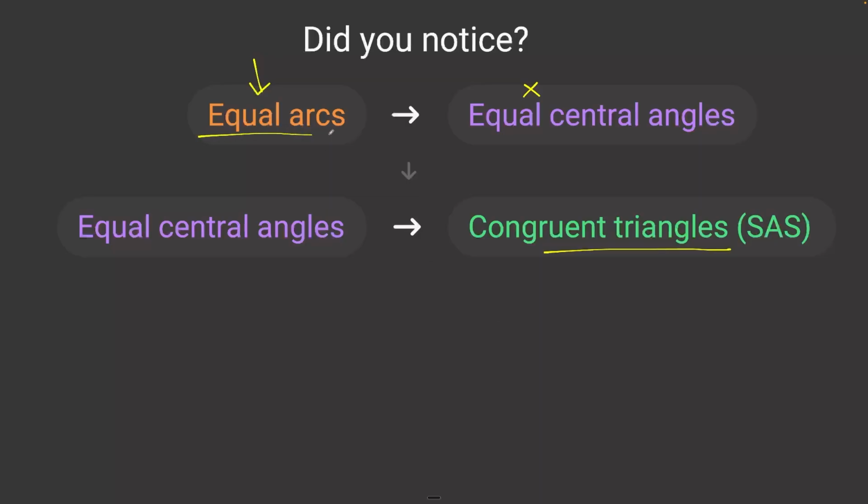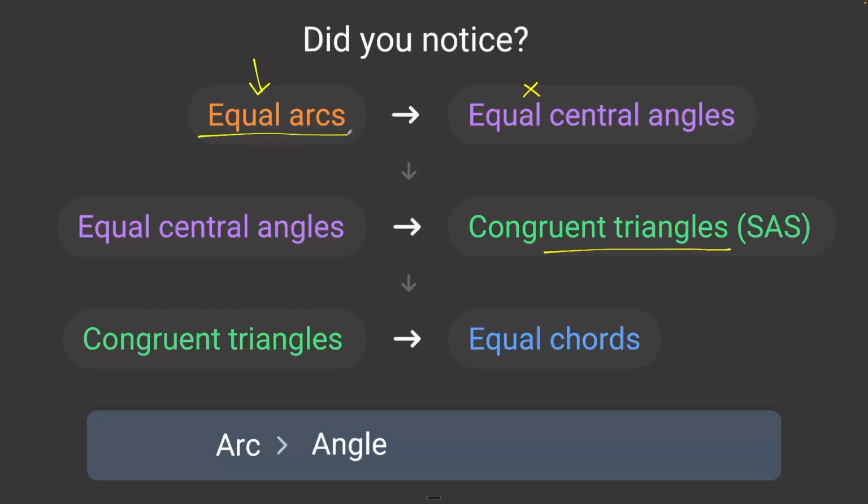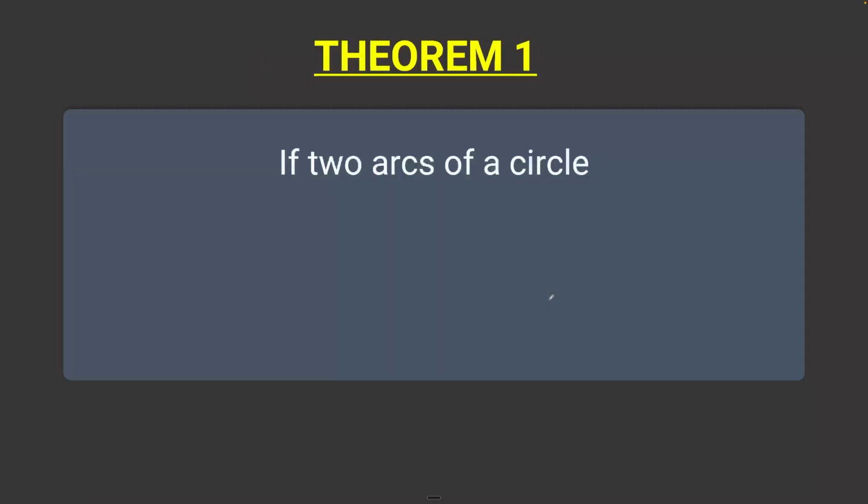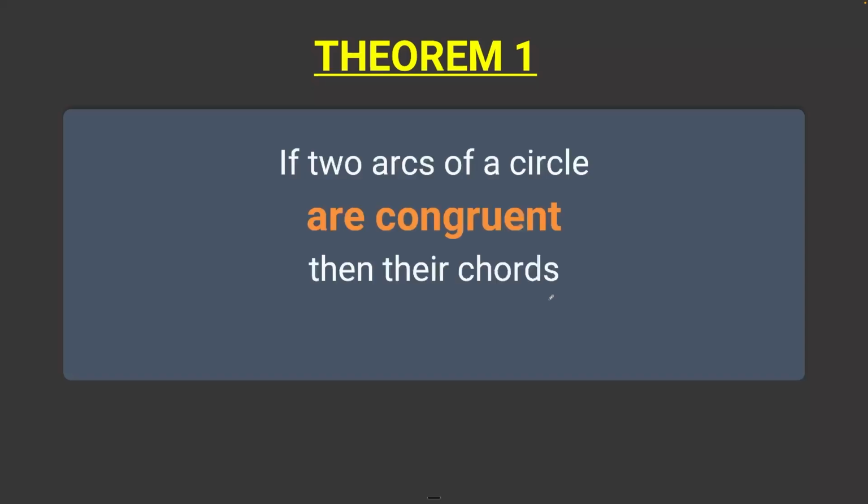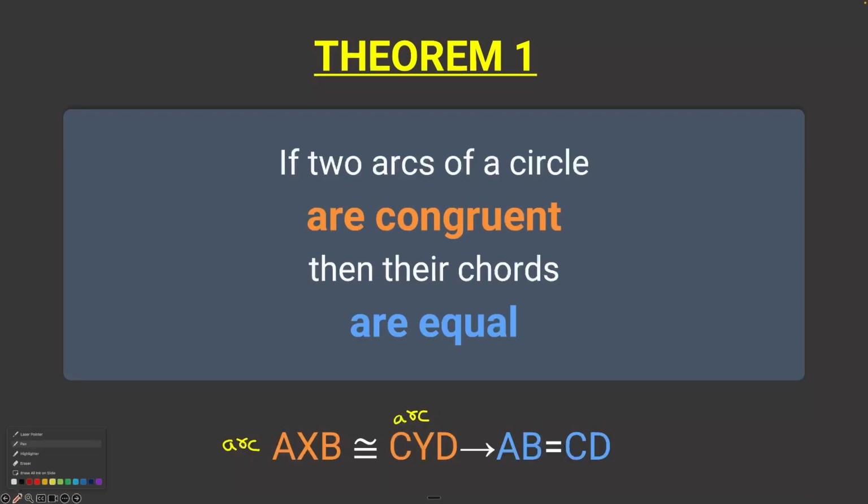So the arcs being equal is the first step. So then that creates equal chords. So arc, angle, triangle, and chord. So equal arcs give you equal chords. If the two arcs of a circle are congruent or equal, then their chords are equal. So if arc AXB is congruent to arc CYD, then AB will be equal to CD.